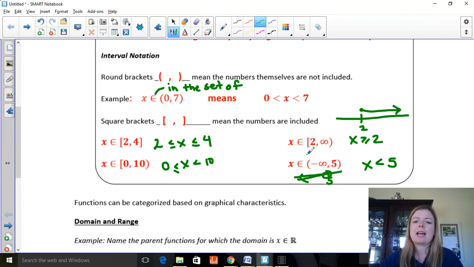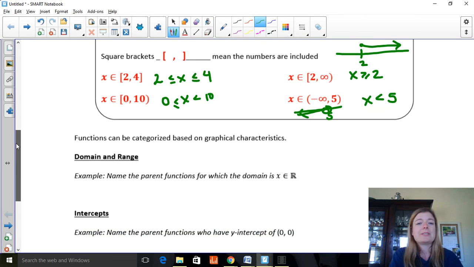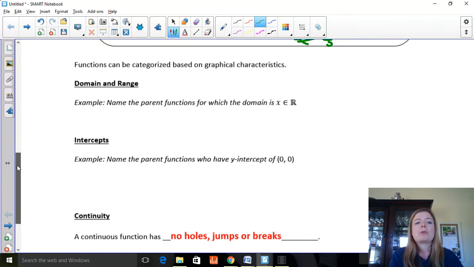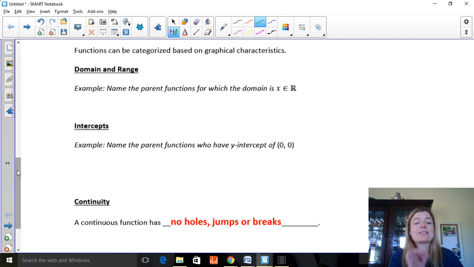So again, this one had the square bracket, which is why I did the inclusion, and this one has a round bracket, which is why there is no inclusion. You will be asked to do a few questions to practice using this notation because, again, it can be used interchangeably in questions that come up on tests or exams, and you'll be expected to use either notation.